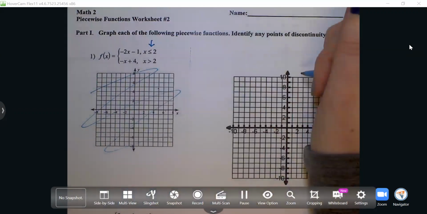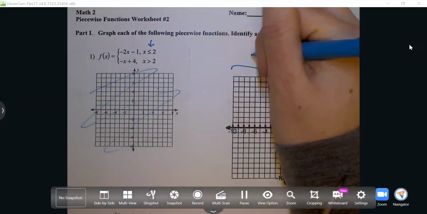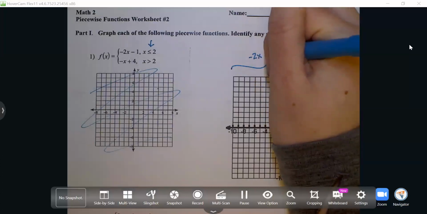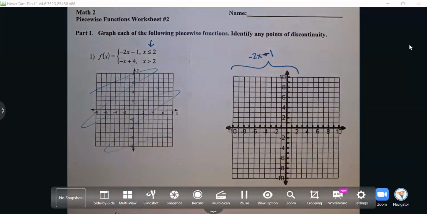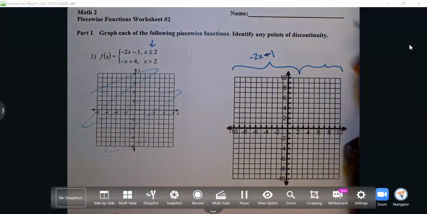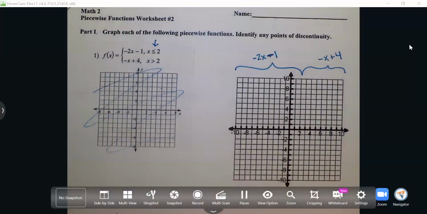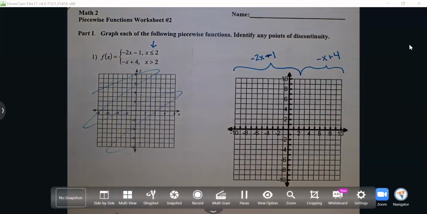than 2. So I'm going to have a line graphed in this section. I'm going to have that negative 2x minus 1 over on this side of my graph paper. And on this side of my graph paper is going to be the line negative x plus 4. I would suggest to do this all in pencil just so that you are able to erase lines when needed.